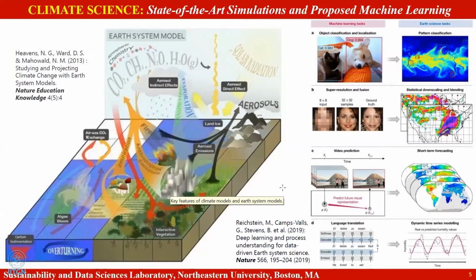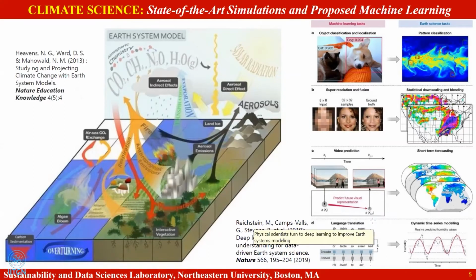So this talks about things like object classification in machine learning, which maybe can be used to find objects from ensemble of climate models. It talks about super resolution, an image classification method, which can be used for certain things like downscaling in climate. Similarly, video and language translation, etc., could be adapted for certain problems in climate. So these 4 examples came from this perspective article in Nature.